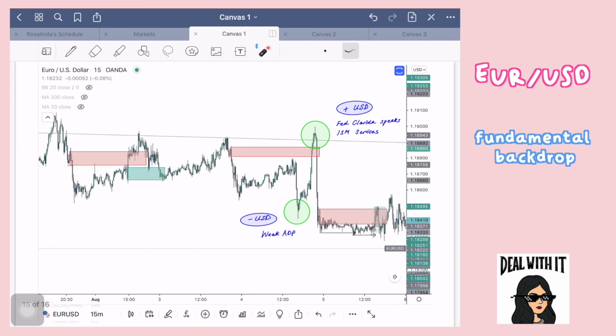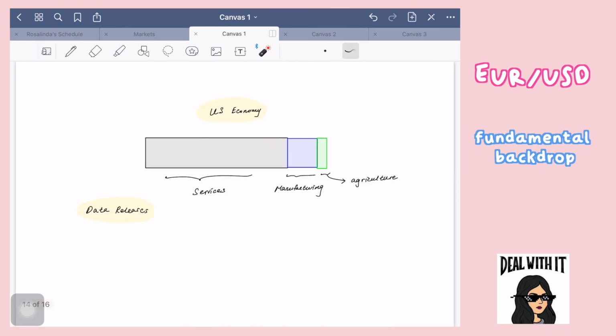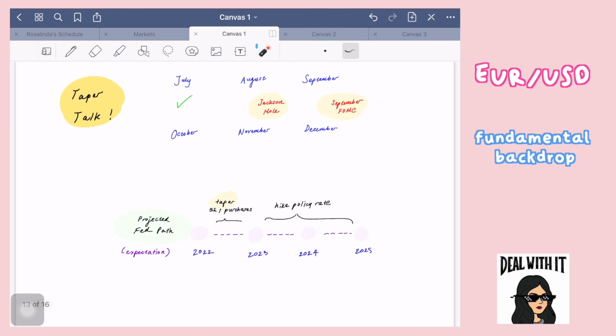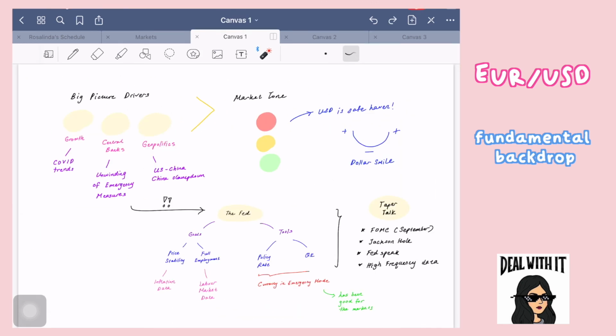Just a little bit on the fundamentals, a bit more of a US dollar tilt, otherwise the video will be too long. But okay, to give a summary, first of all, just find the biggest macro themes that are going to influence your market tone. And if it's a risk-off environment, you can have implications on the US dollar because it's a safe haven currency, which is why we talked about the dollar smile.